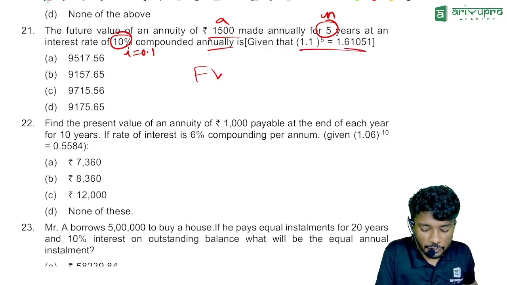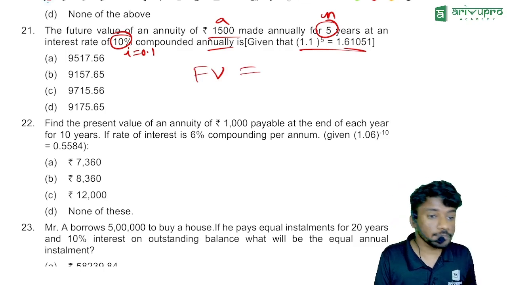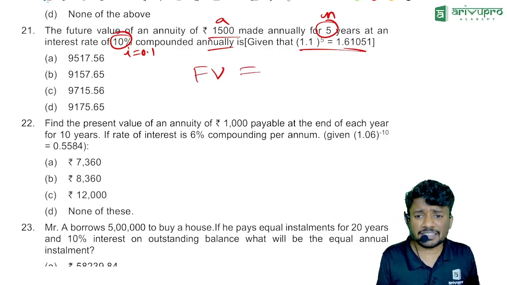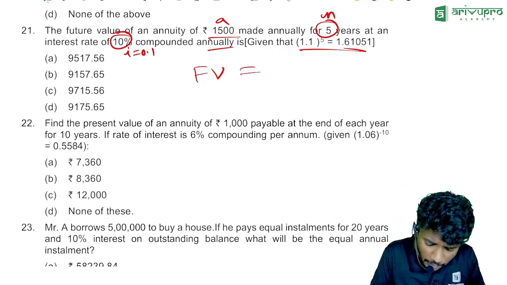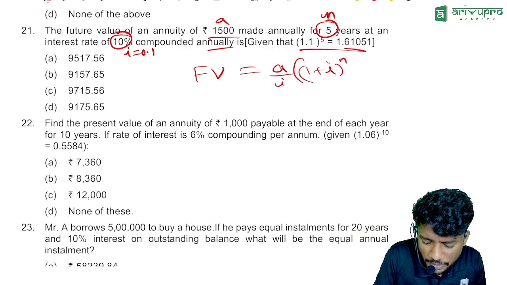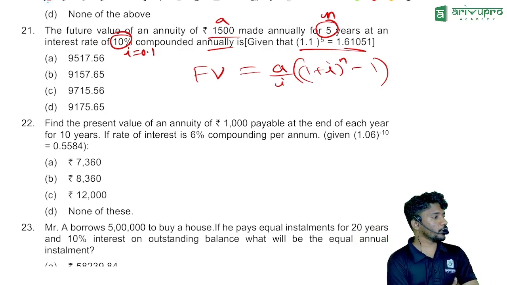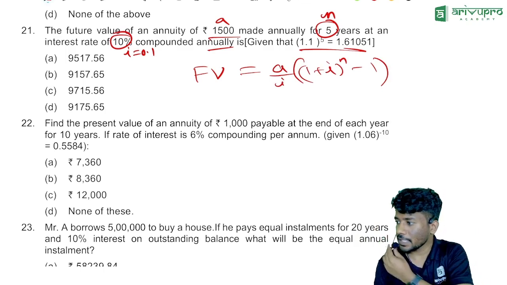What is the formula for future value of annuity? Is it annuity regular or annuity due? Regular. Nothing is given, so it is annuity regular. So what is the formula? A by I into (1 plus I) the whole raised to N minus 1. Correct? Yes. Can you apply the formula? Can you get the answer for me?